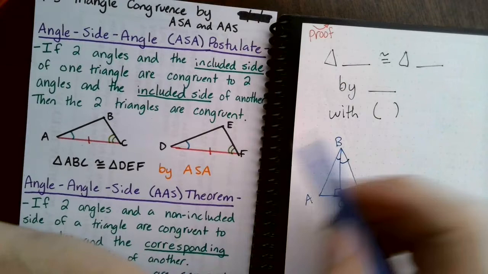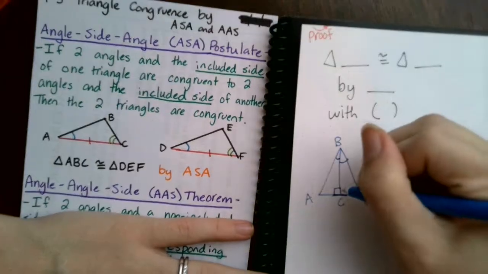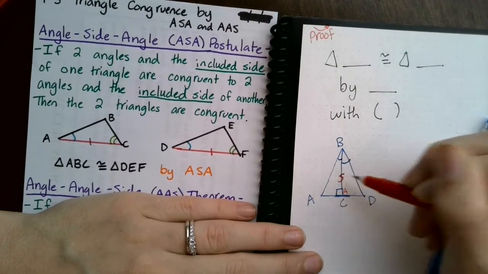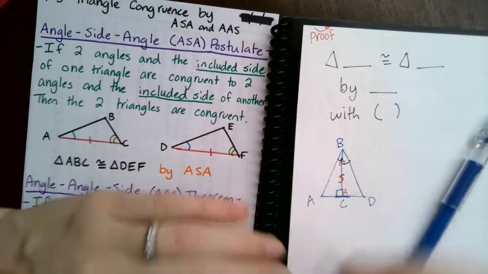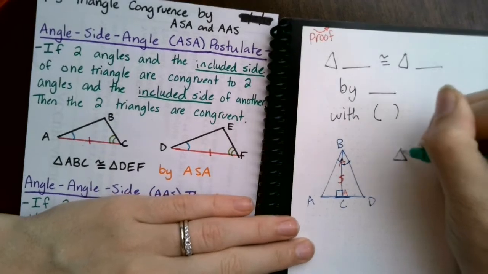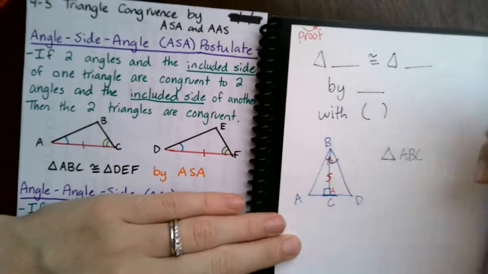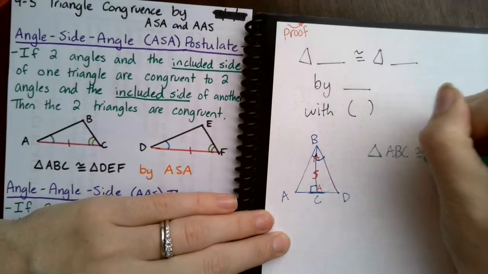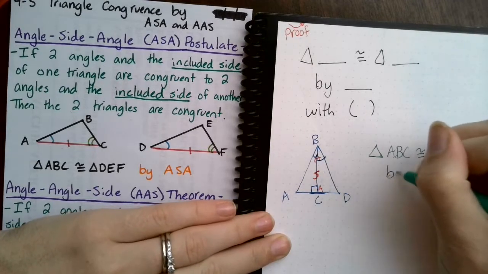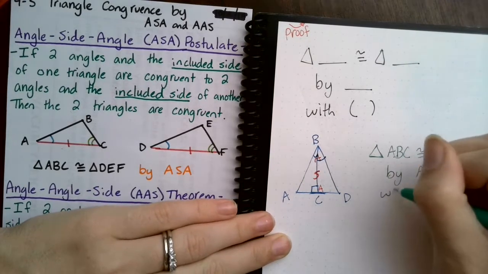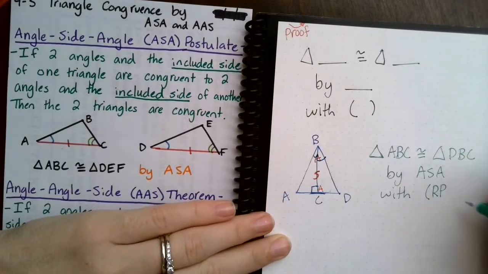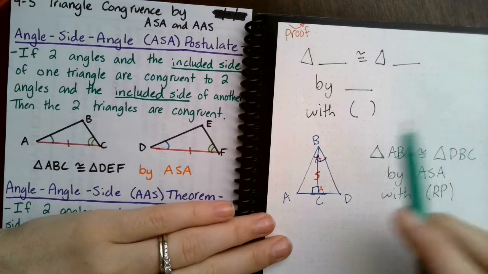And so my congruent statement, what this would look like, because I have an angle here, they share this side, so it's the reflexive property, and an angle here. So I have angle, side, angle. So I would say triangle ABC. Now if I start with A, I have to start with B. Congruent to triangle DBC by angle, side, angle with what helped us prove this was the reflexive property. Okay, and so that's how we would write that congruent statement.